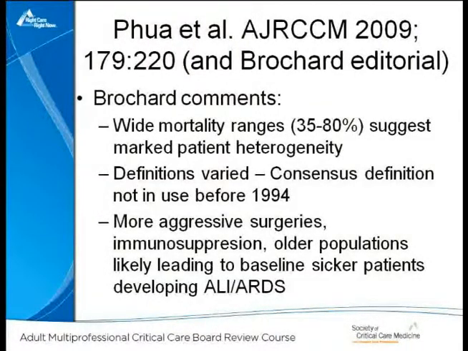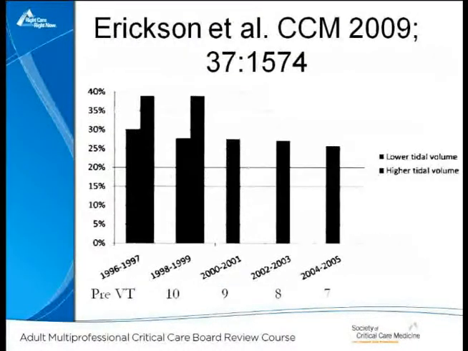Laurent Brochard wrote a nice editorial here challenging that conclusion. He said these studies had a lot of patient heterogeneity. Definitions varied. The consensus definition was not even in use until 1994. And this is the part I thought was the most interesting. He said the fact that it's flat, even if it is flat, is actually probably a good sign, because we are treating clearly sicker patients, more patients with more sepsis, more immunosuppression, older populations, more aggressive surgeries, and the like. And Laurent Brochard's conclusion was that, in fact, we are continuing to make important strides.